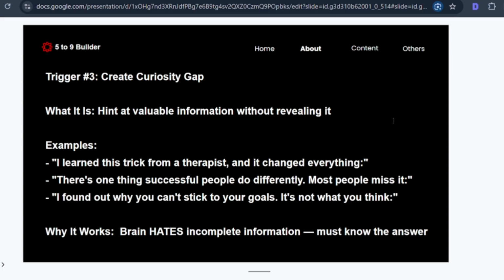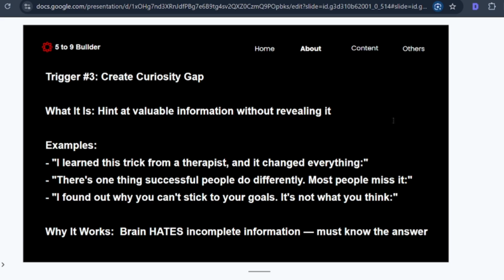Now the third one is to create a curiosity gap. Hint at valuable information without revealing it. For example, I learned this trick from a therapist and it changed everything. You are saying something that creates curiosity, but you are not giving the full information. So it makes the person curious to know exactly what you learned from the therapist. Or, there's one thing successful people do differently that most people miss. The person will think, what exactly are successful people doing? They want to know what they do that I am not doing, so they can learn it and probably be successful too.